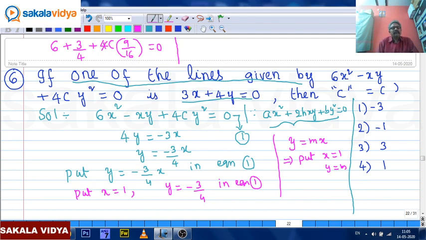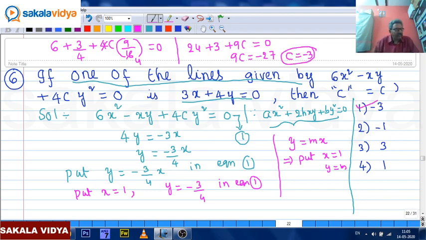So we need to solve this equation now. Multiply with 4: 24 plus 3 plus 9c equals 0. So 9c equals minus 27. Now you know the answer. What is c? Minus 3.